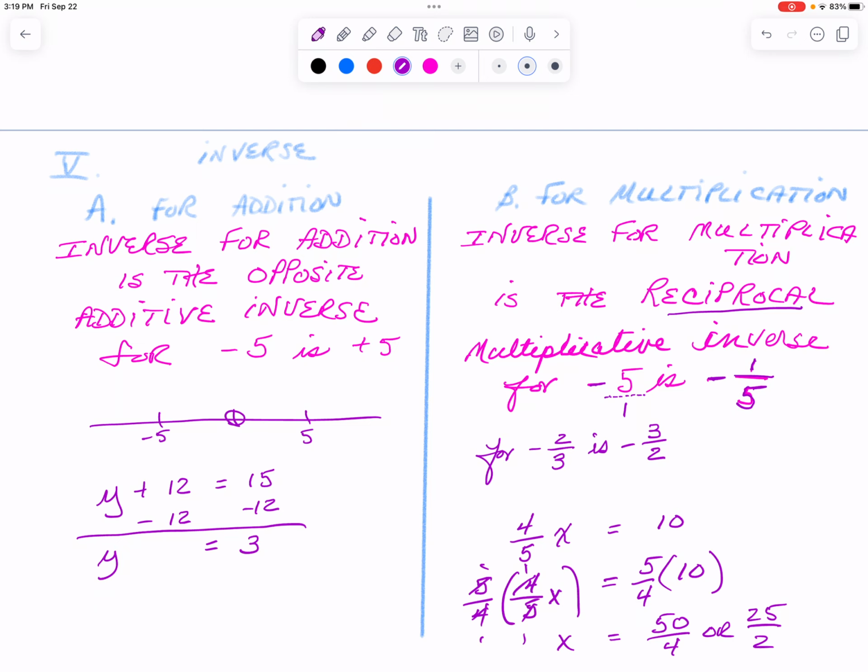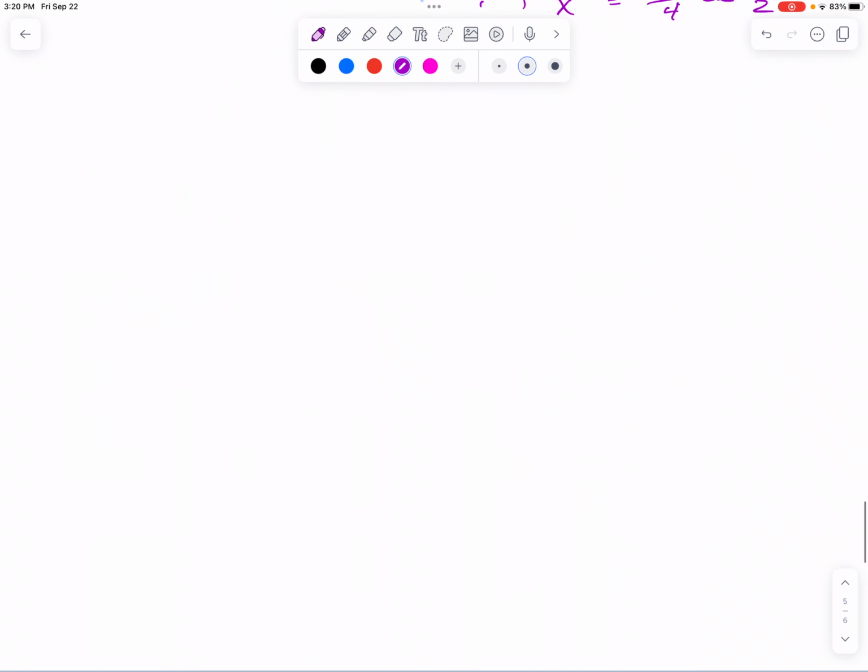So multiplicative inverse is going to be the reciprocal. Both of them will have the same sign. Additive inverse is going to be the opposite, the same quantity, but one will be a positive quantity and the other will be a negative quantity.